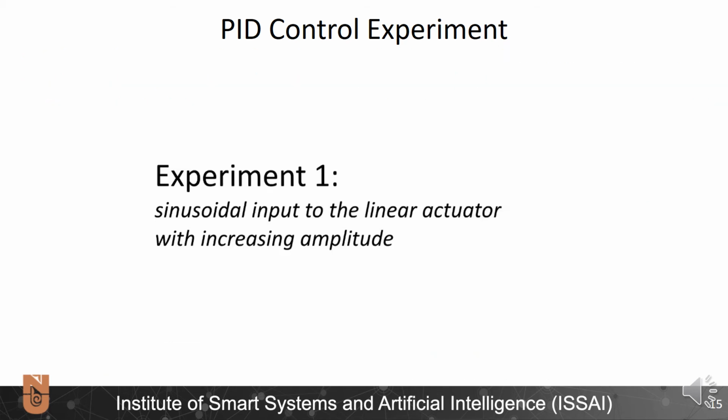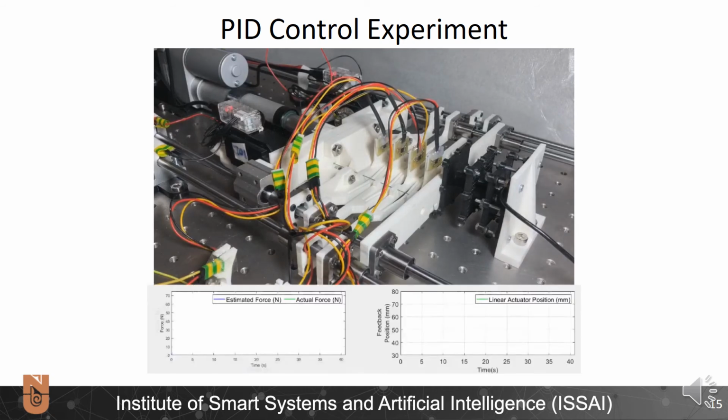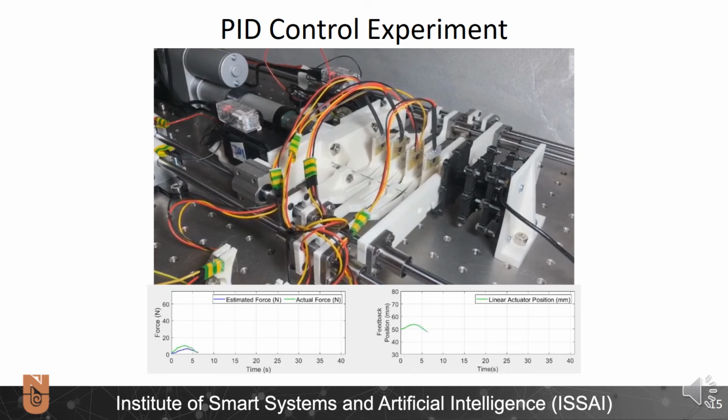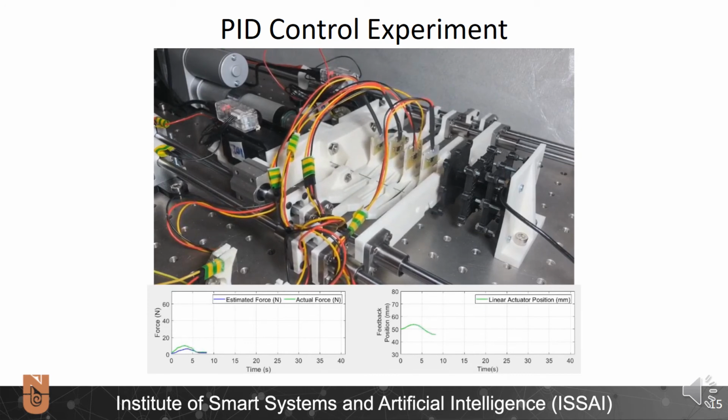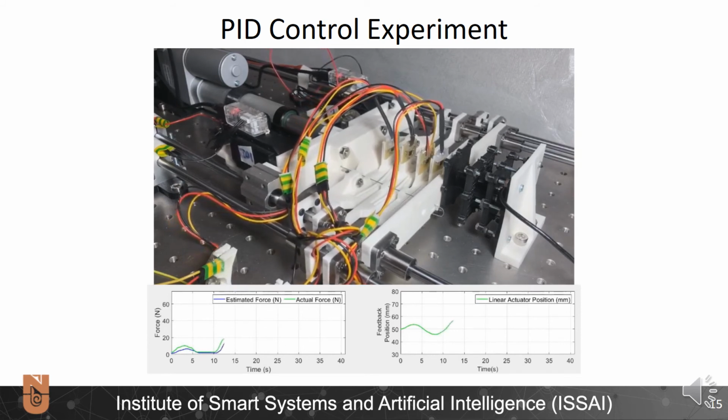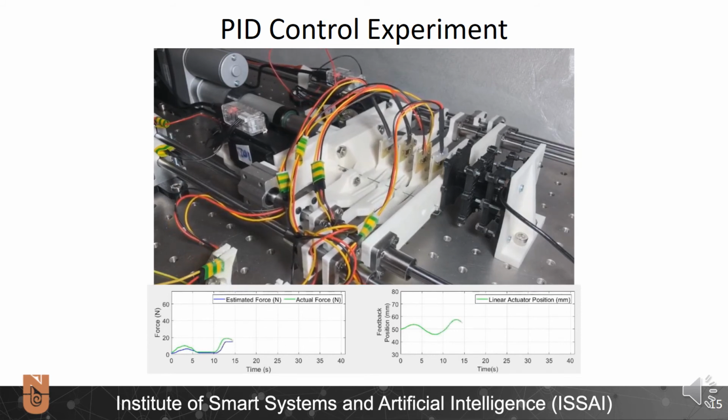This slide shows a video demonstration of conducted closed-loop experiments. In experiment 1, sinusoidal input with increasing amplitude was addressed to the linear actuator. It means that target position of the linear actuator is sinusoidal with increasing amplitude. Now you can see how the actuator behaved during experiment 1.